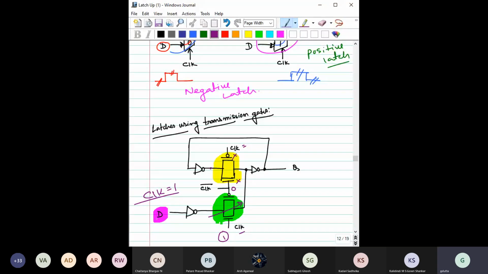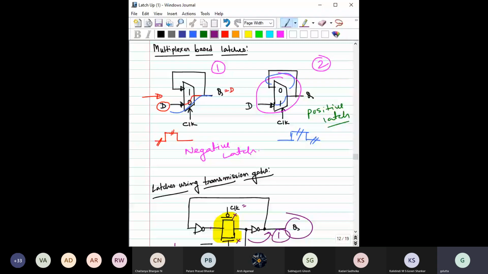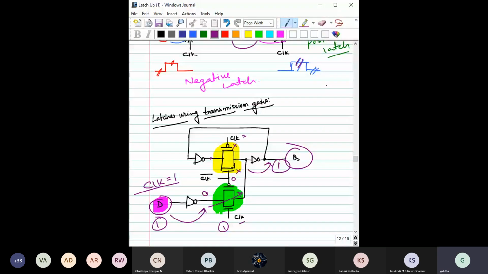So whatever is given to D will first get inverted, then it goes here, and then it goes through one more inversion and goes to this Q. Suppose D is equal to 1, then here it is 0, and then 0 becomes 1 again. So D is equal to 1 and Q is equal to 1. That way our earlier statement is valid. When this clock is equal to 1, whatever you give in this D should be transferred to Q. Fine. Let's see the next case, when this clock is equal to 1.